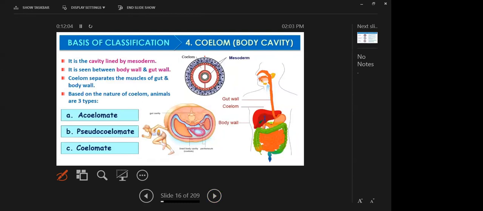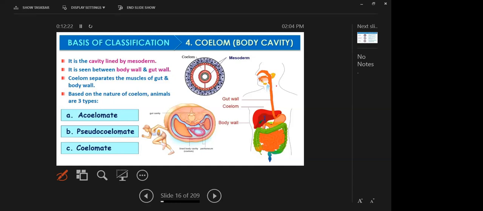Okay. So now this is an important concept many children will get confused with. That is coelom. What is a coelom? Coelom is a body cavity. So coelom is the body cavity which is lined by mesoderm.